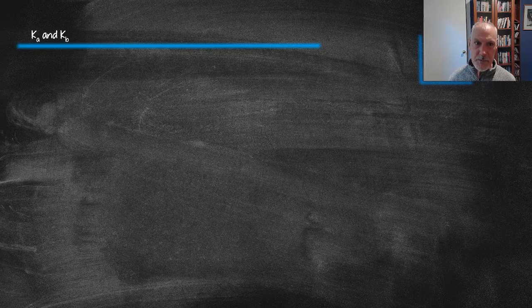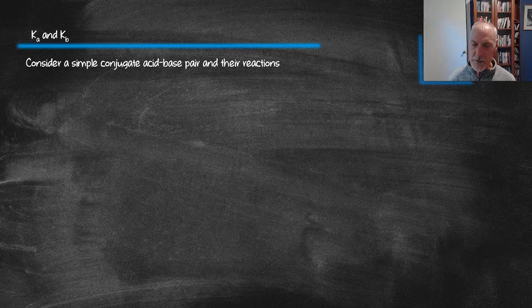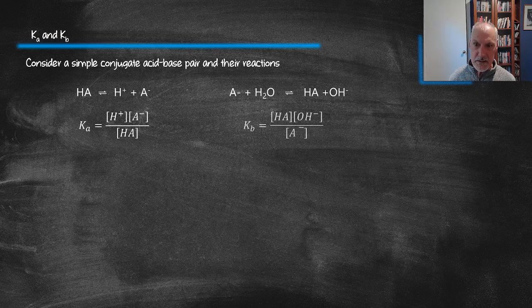Let's now consider a simple conjugate acid-base pair and their reactions. So I'm going to take my weak acid and have it dissociate into H+ and the conjugate base. That conjugate base can then react with water to produce the weak acid and the hydroxide ion. These have equilibrium expressions, here for Ka and here for Kb.